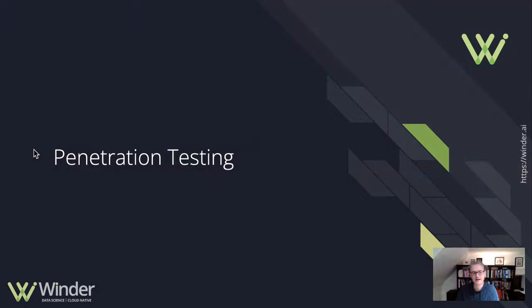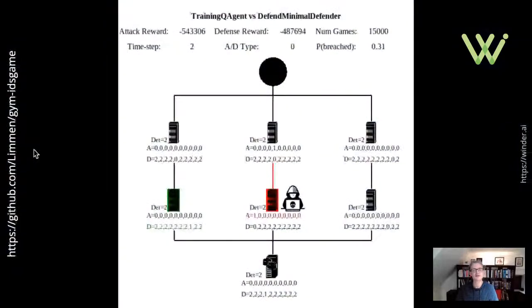So the first one is penetration testing. This is a slightly different type of attack where an attacker is attempting to gain access to a secure network. In this particular paper, and the resulting environment that the researchers created to demonstrate this, which you can see the link to on the left-hand side here, the idea is that in this abstracted computer network, the agent is attempting to block an attacker.